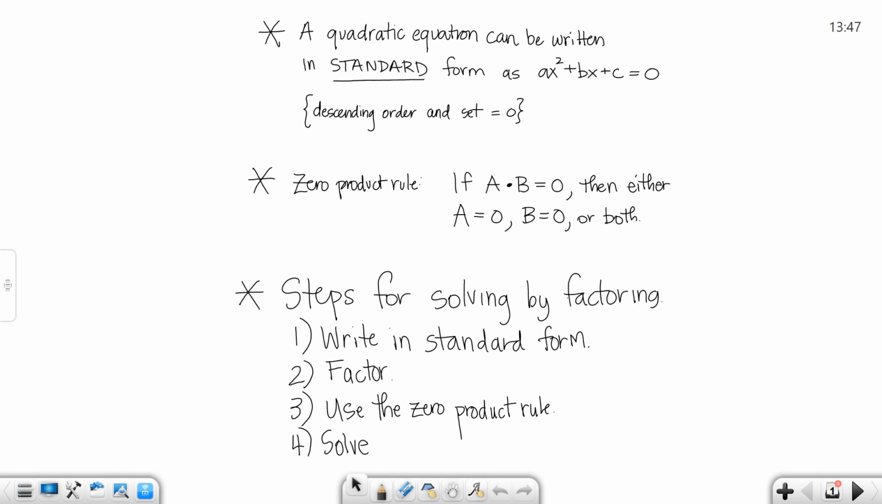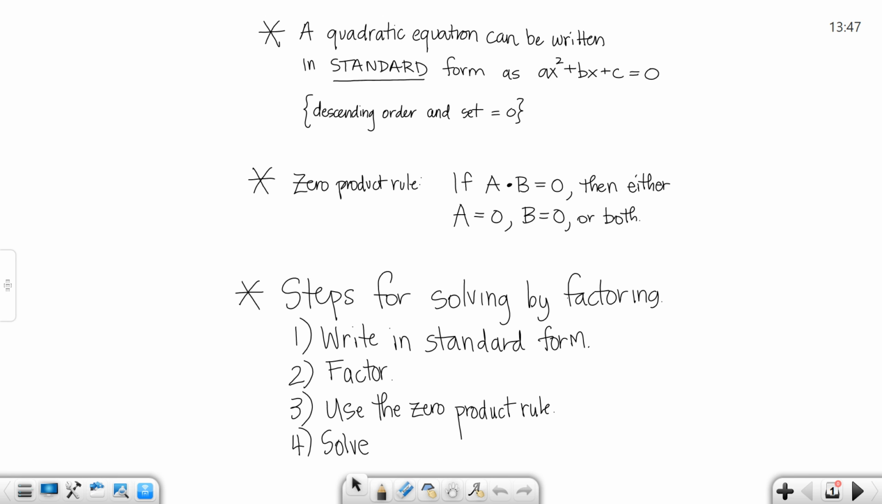In this section, we are solving quadratic equations. A quadratic equation can be written in standard form as ax squared plus bx plus c. So what that means, it's in descending power order and it's set to 0. You have your zero product rule written here. If two things equal 0, then either the first one equals 0, the second one equals 0, or both.